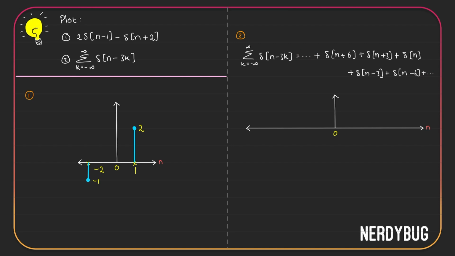So we have impulses at multiples of 3. To show it graphically, we have 1 at 0, minus 3, minus 6. Next one should be minus 9, minus 12. Over here, 3, 6, 9, 12. It goes on like that on both sides. And their magnitudes are all 1.